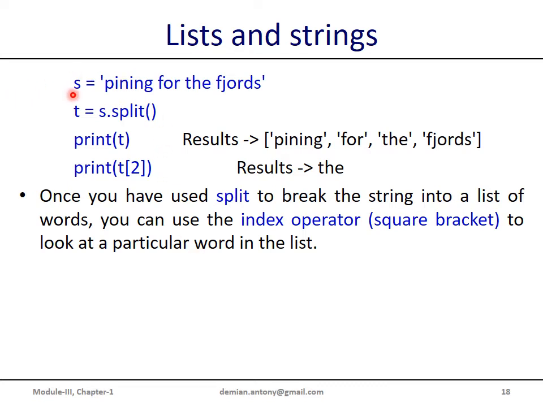Let us consider this string, the sentence pinning for the George. If we apply the split function without any argument, space is considered as a delimiter and the split function splits the string. s dot split splits the string into words by taking space as a boundary for each of the words. So the split function will return 4 words without space and creates a list of words. So if you print t, we'll get the list of words, pinning 4 and so on.